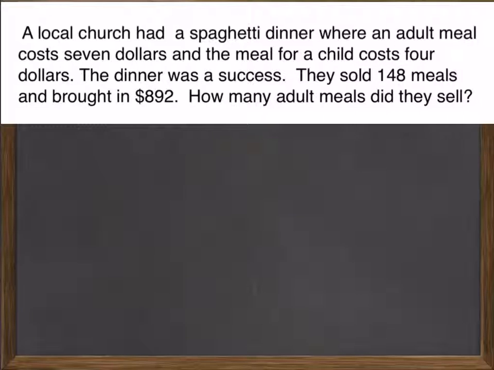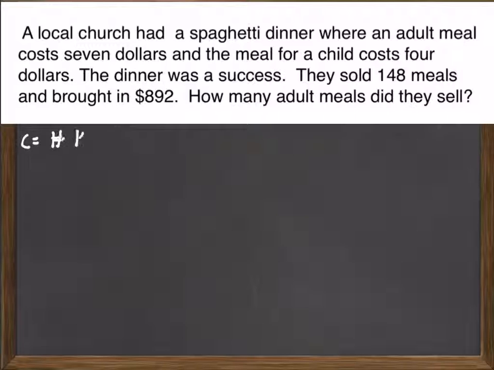So we actually aren't worried about the children's meals, we just want to know the adult meals. For whatever reason, somebody didn't keep track. It turns out we can actually backtrack. Just knowing the number of meals and the amount of money they brought in and what it costs for an adult and child, we can backtrack through this problem.